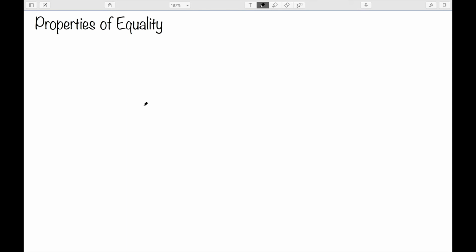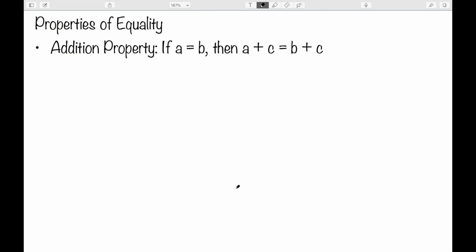Next, I want to look at my properties of equality, and there are actually a total of 7 of these. The addition property states that if A is equal to B, then A plus C is equal to B plus C. If I know that the two sides are the same, I can add the same number to both sides, and it will still remain equal. If I know that I have 2 apples, and you have 2 apples, and we each gain 3 apples, we would still have the same number of apples.